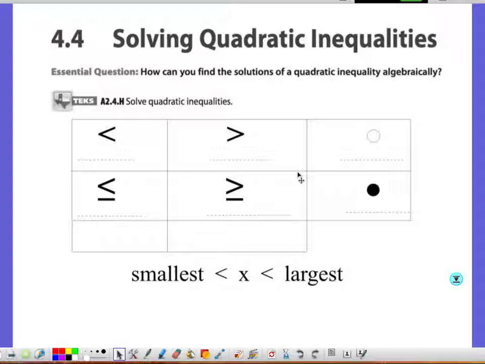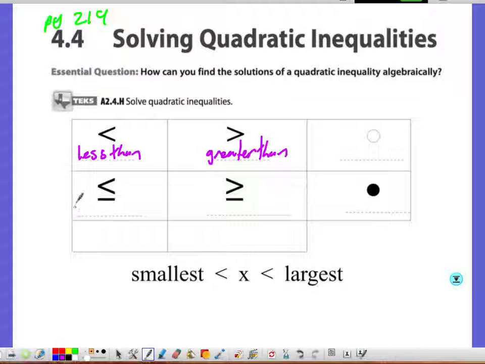Hello. In this video we will talk about lesson 4.4 where we solve quadratic inequalities, and this begins on page 219. Just a quick recap over quadratic inequalities. This symbol here is less than. Here we have greater than. Here we have less than or equal to, and here we have greater than or equal to.